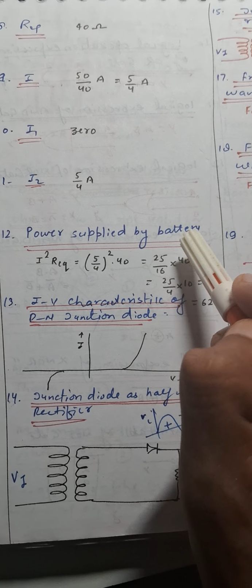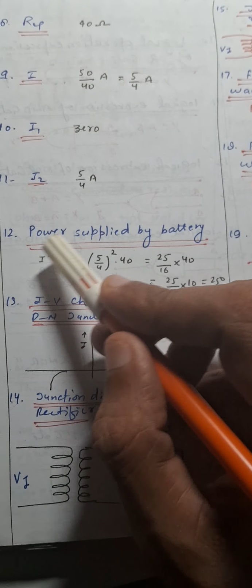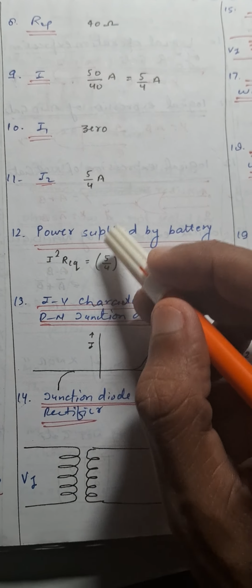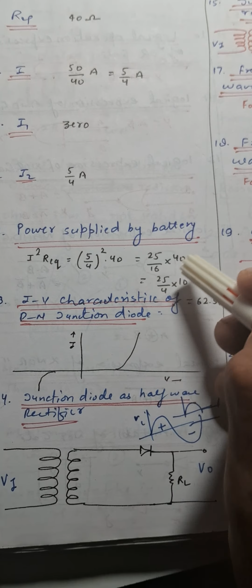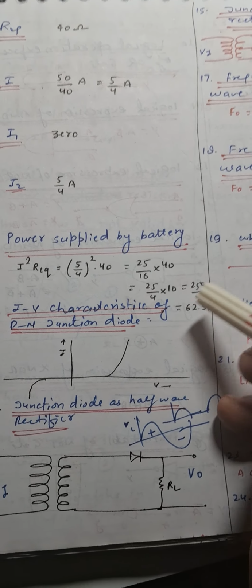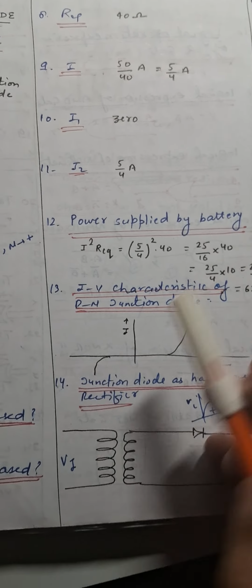Then is the power supplied by the battery. We can say power is I squared into R equivalent. I here is 5 by 4 whole squared, R equivalent is 40, so that will give us 25 by 16 into 40. After simplification we get 62.5 watt.